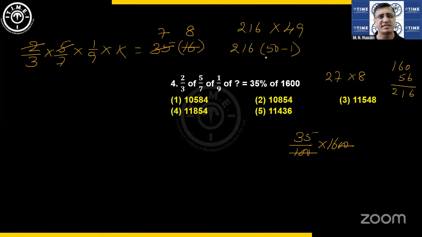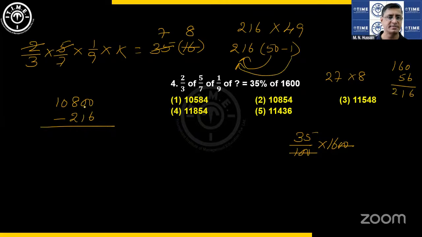49, I am doing it as I am writing, assuming it as 50 minus 1. 50 means half of 100. What is 100 into 216? 21,600. Half of the value is 10800, minus 216. So 5 times of 216 and 1 time of 216. 100 minus 16, that is 84. Now 107 minus 2, that is 105.